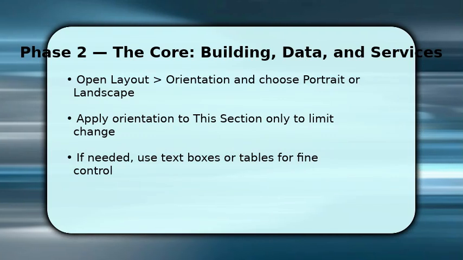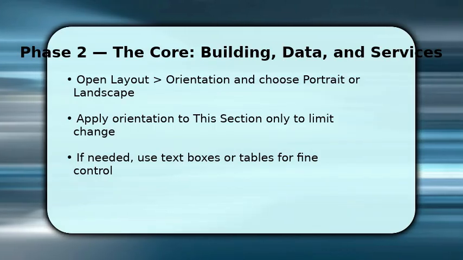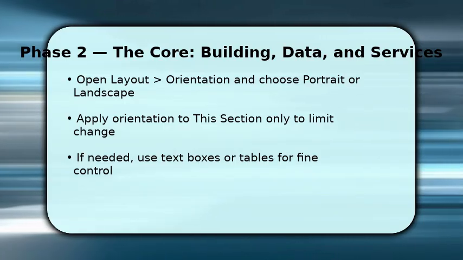Now change orientation for just the isolated section. Go to Layout, choose Orientation, and pick Landscape or Portrait depending on your goal. When prompted, apply the change to this section only. That ensures adjacent sections remain intact.